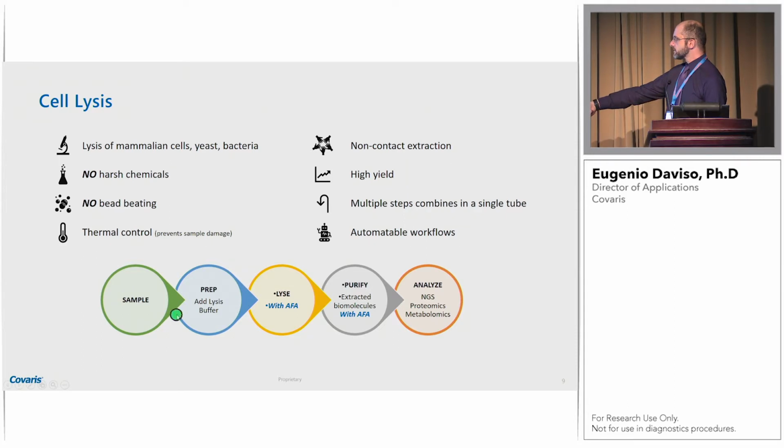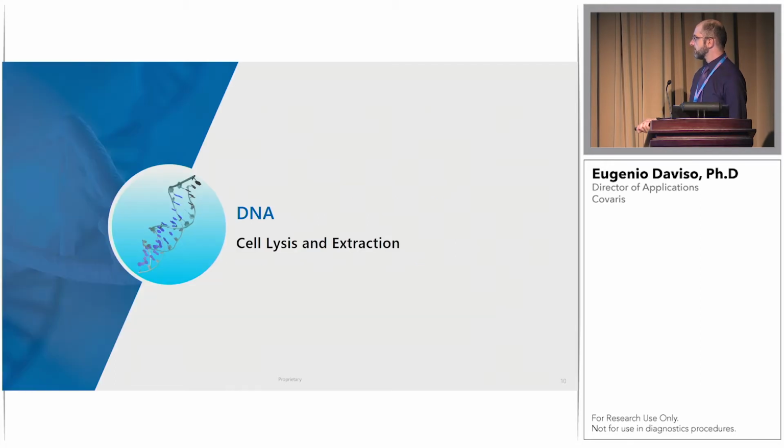It's very easy. We start with a sample. We prepare the sample, add in the lysis buffer. If it is from a colony, you just pipette the sample in, spin it down, remove the supernatant, put the buffer. If it is frozen, that is actually great for RNA extraction. You just go directly into the AFA by preparing the sample, of course, before freezing it with the buffer. Then lysing with AFA, purifying by extracting the biomolecule, and then going into your downstream application.